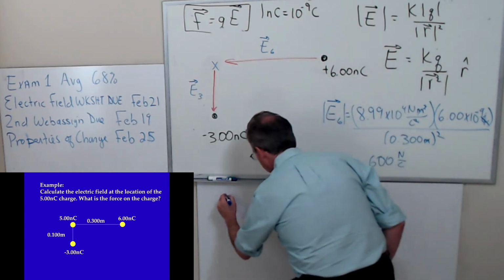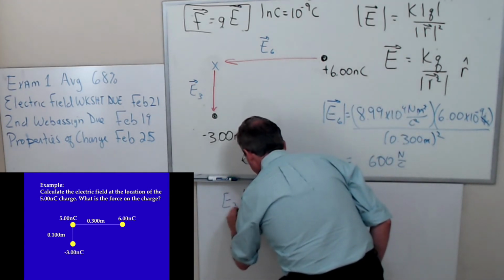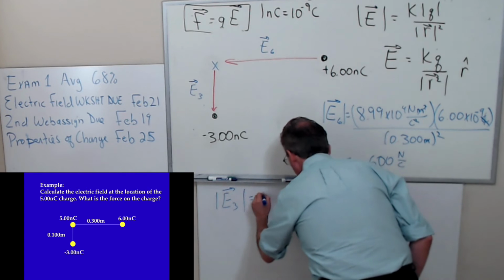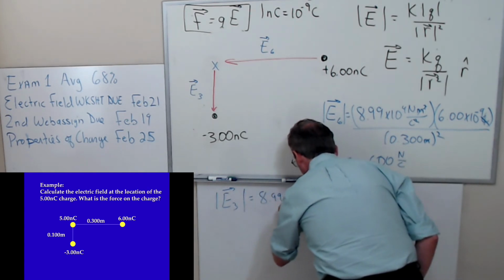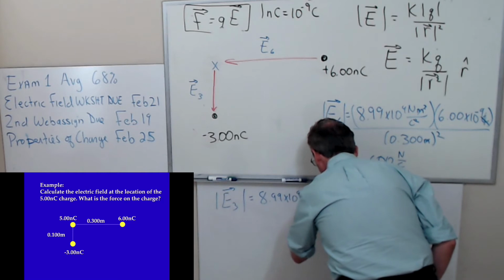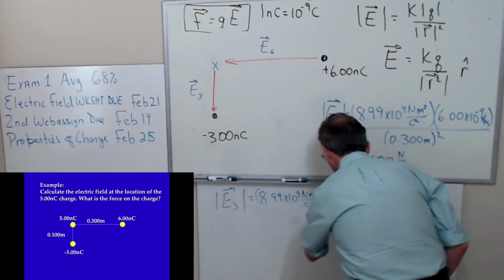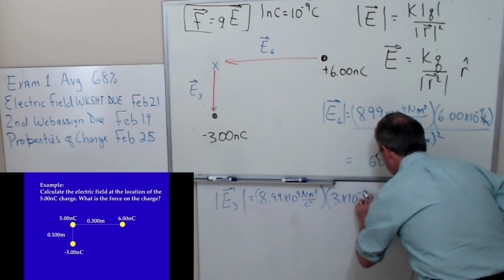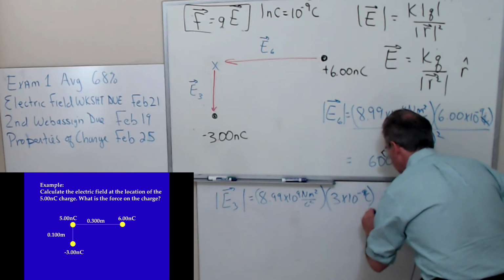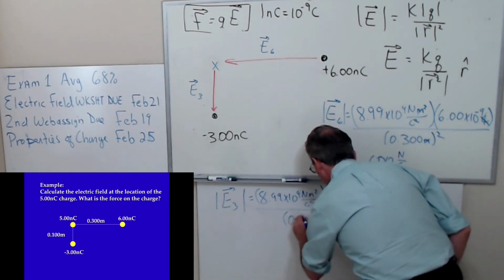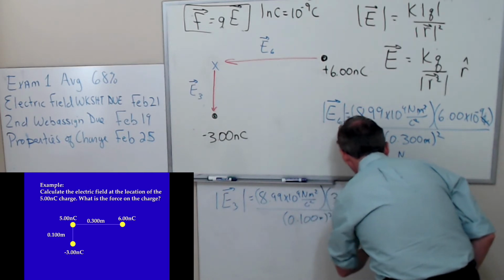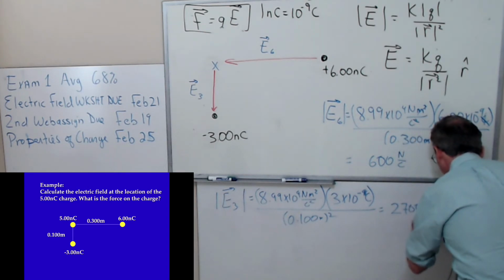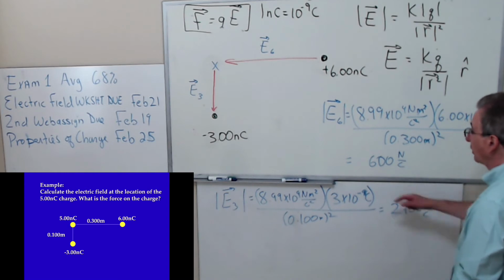Let's do E3. E3 is going to be 8.99 times 10 to the 9th, times three times 10 to the minus 9 coulombs over the distance squared. When you work this through, you'll get 2,700 newtons per coulomb. And of course, this points down, that points to the left.